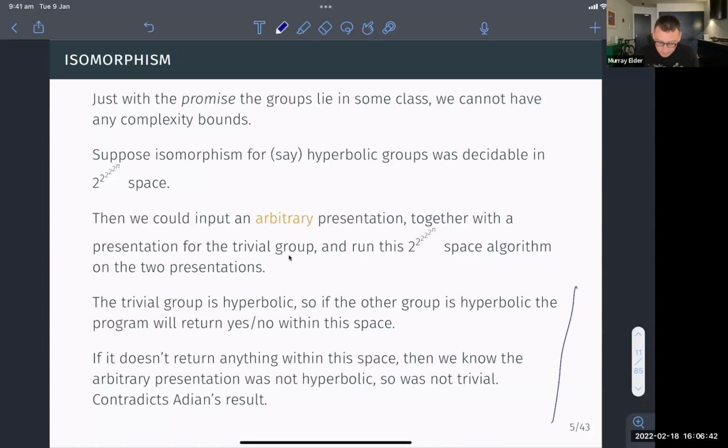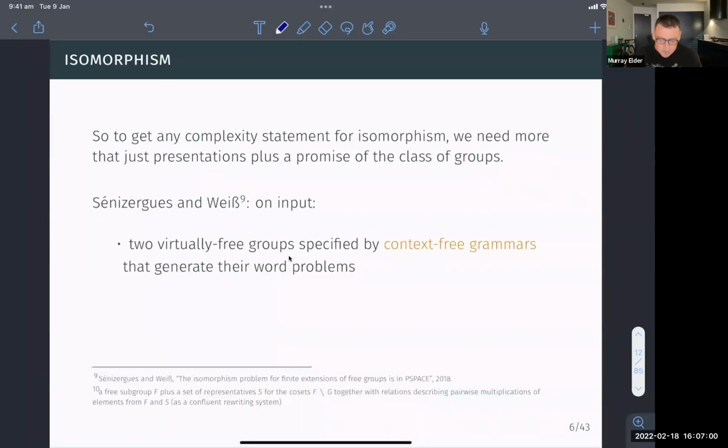So Dahmani and Guirardel say quite clearly in their work that there's no mention of complexity in this work, that we're giving a decidability algorithm. And there's no way you could have any complexity just given two presentations and a promise. But if we really want to get complexity results, we need more than just presentations and a promise. So Segers and Weiss studied virtually free groups.